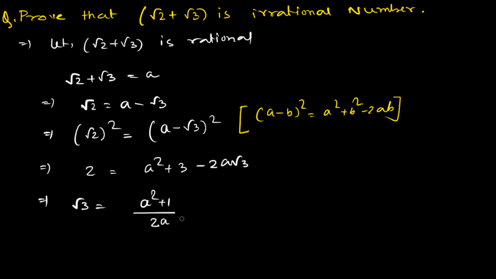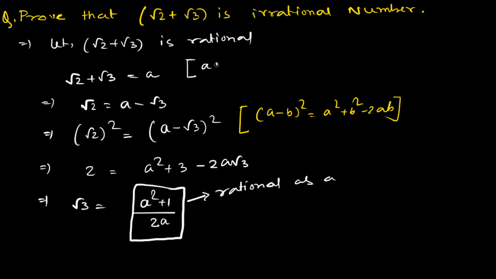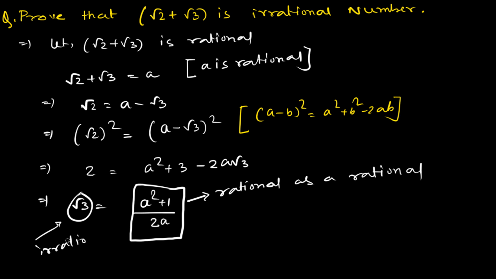Now this a square plus 1 by 2a, what is this part? This part is a rational number. Why rational? Because a itself is a rational number, and a square plus 1 by 2a obviously will be a rational number. We should put that there also as a side note, that here my a is a rational number. So rational, as a is rational. But this root 3, we already proved, is an irrational number.